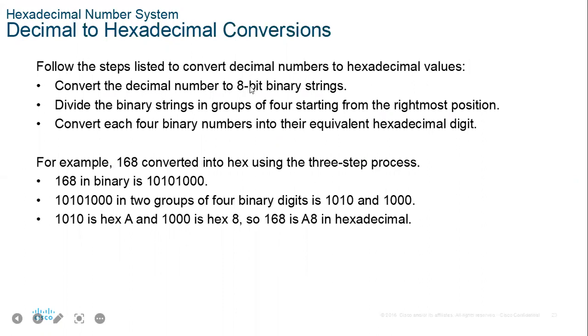Convert the decimal numbers to 8-bit binary strings. For example, you could convert 168 into hex using the 3-step process. So 168 in binary is this. This in 2 groups of 4 digits is this and this. So if I split this into 2, I get this. This is hex A and this is hex 8. So 168 is A8, right? So this part is A, then this part is 8.